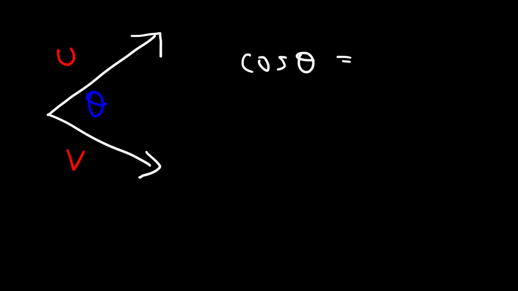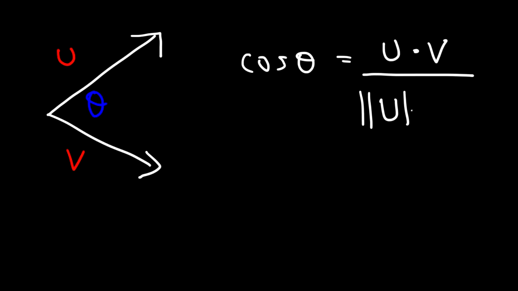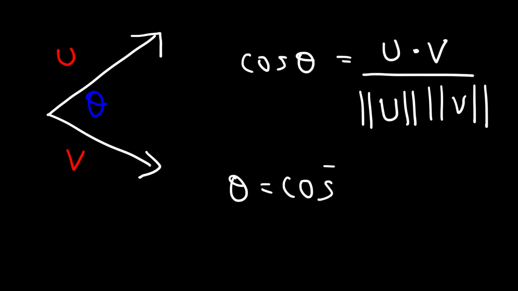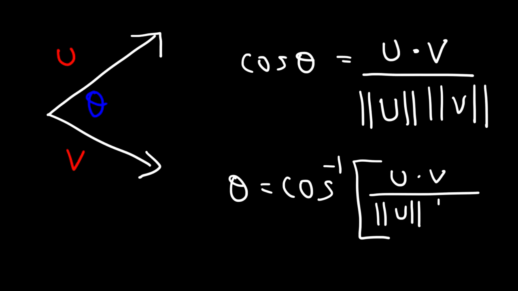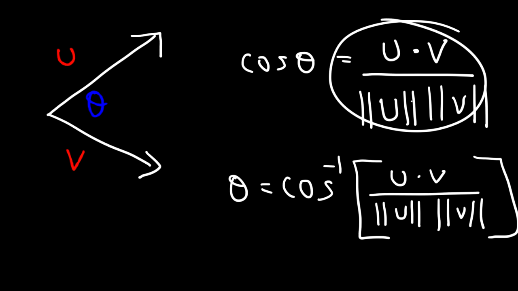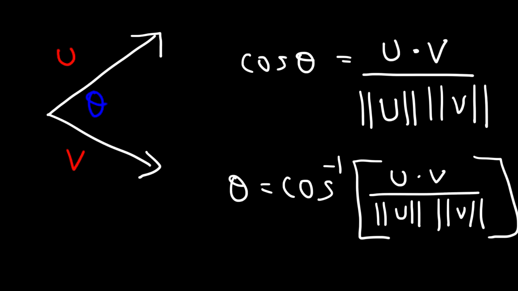Cosine of the angle between the two vectors is equal to the dot product of those two vectors divided by the magnitude of u and the magnitude of vector v. Now, to actually calculate the angle, you need to use the arc cosine function of the value that you get with the fraction on the right side. So once you get an answer, you need to take the arc cosine of that answer, and that's going to give you the angle. But let's go over some examples showing how we can do this.